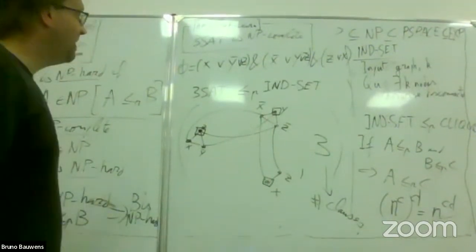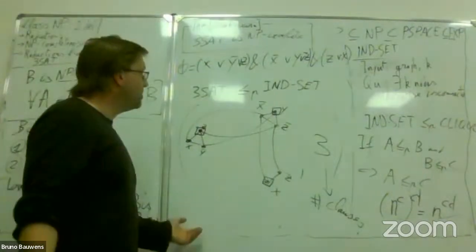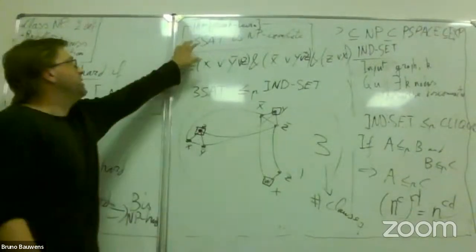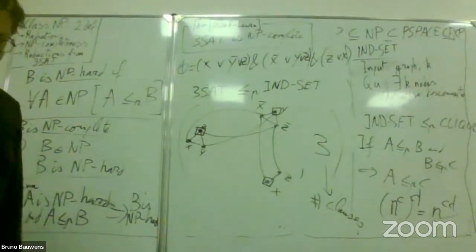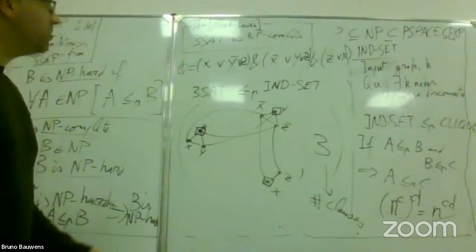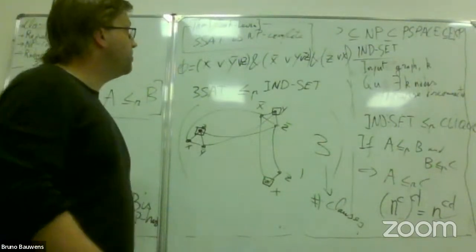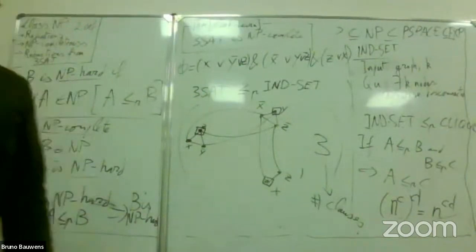Okay, so we have proven that independent set is NP-complete, since we agreed to believe this for now. Now let's go to another reduction. Let's prove that the vertex cover problem is NP-complete.